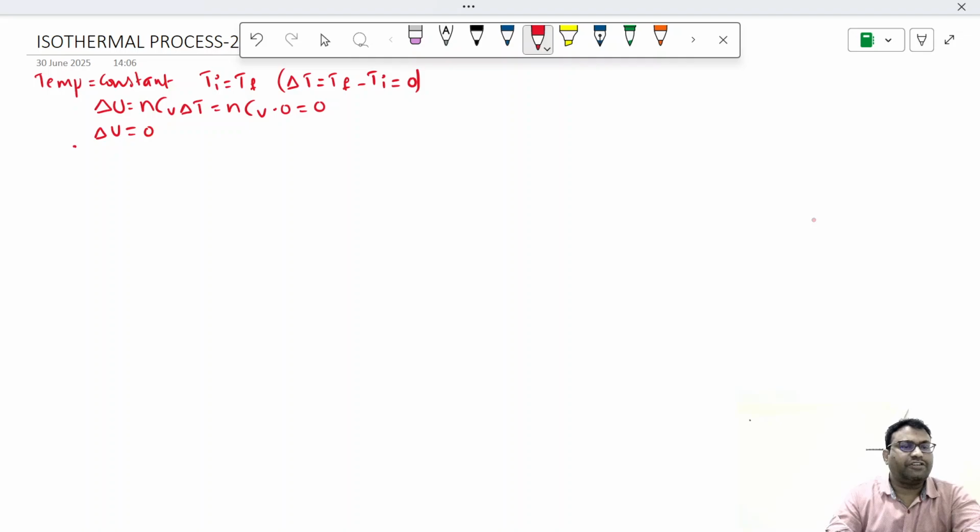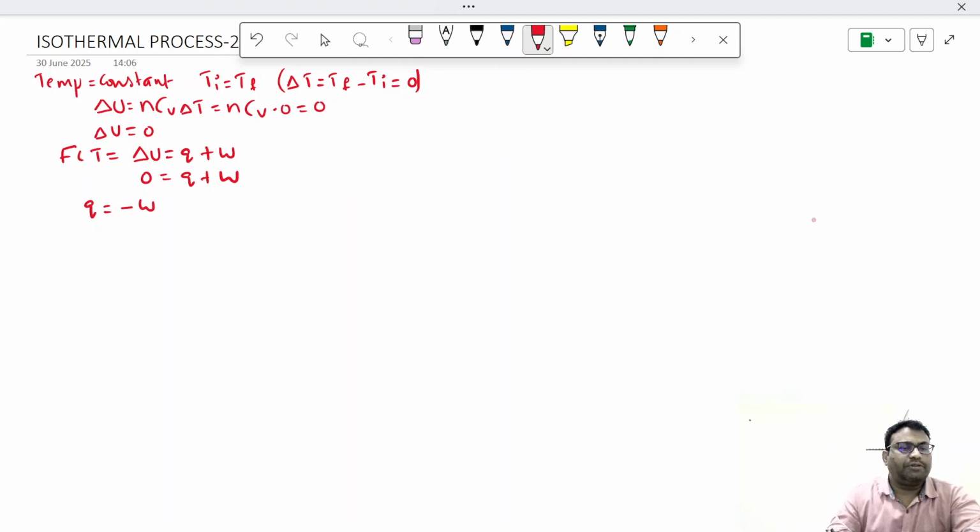According to first law of thermodynamics, FLT, we know the formula delta U is equal to Q plus W. When delta U is equal to 0, 0 is equal to Q plus W. Then we can write Q is equal to minus W.